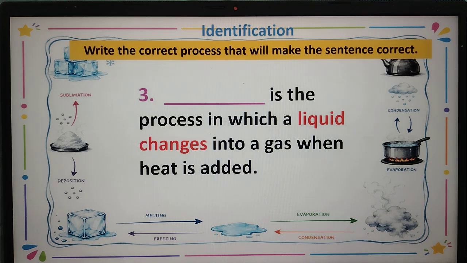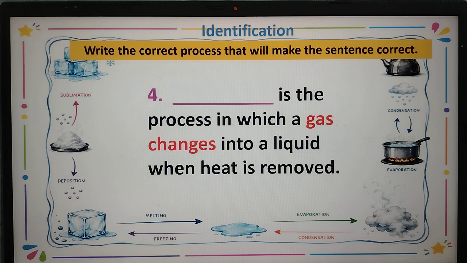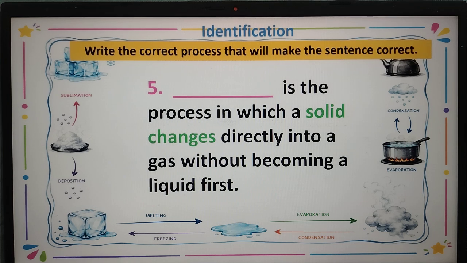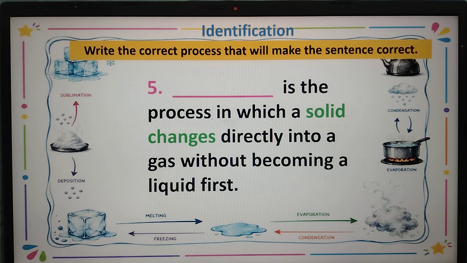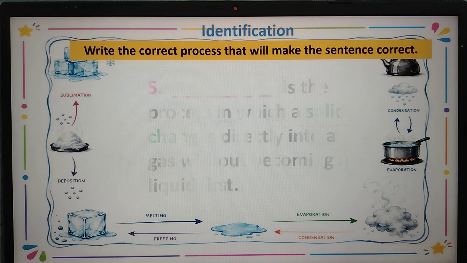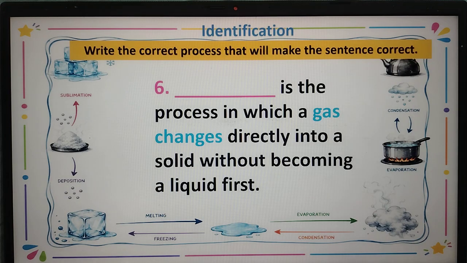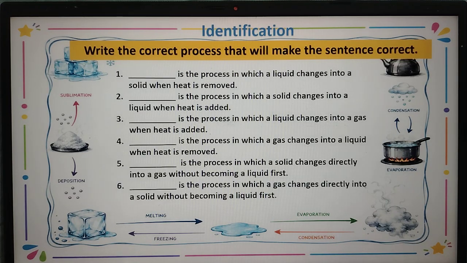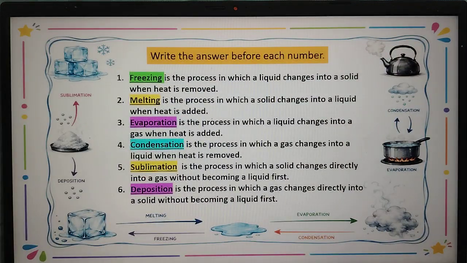Number three, we have here the process in which a liquid changes into a gas when heat is added. Four, blank is the process in which a gas changes into a liquid when heat is removed. Five is the process in which a solid changes directly into a gas without becoming a liquid first. The solid directly to gas. Six, blank is the process in which a gas changes directly into a solid without becoming a liquid first. And here are the six questions. And the answers to this, we have here this one.